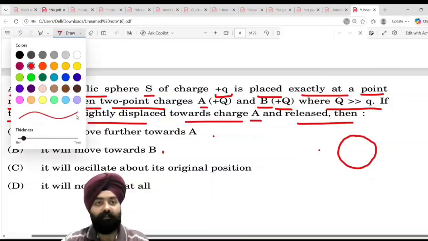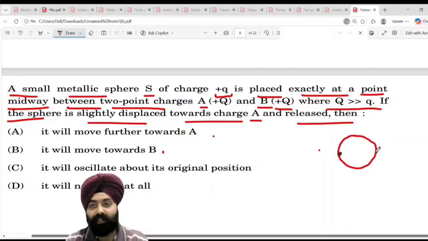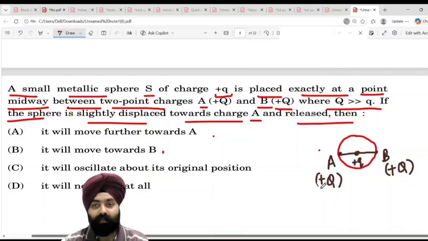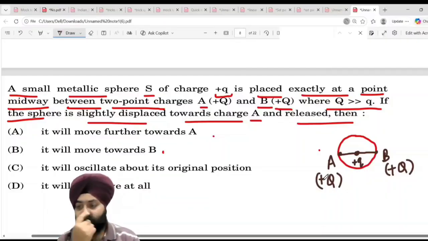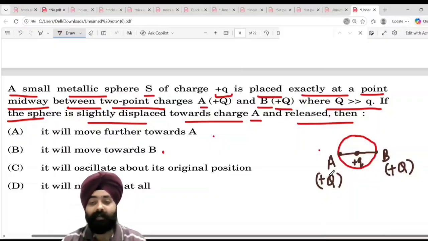Suppose this is the sphere. We take 2 points here. This is A and this is B. In midway, there is a charge placed in the sphere, that is plus q. At A there is charge plus Q, at B there is a charge plus Q. So what will happen? You know, like charges create a stable equilibrium.